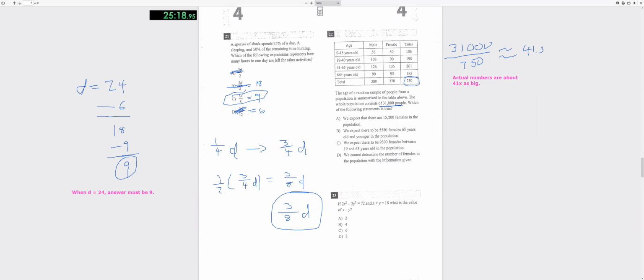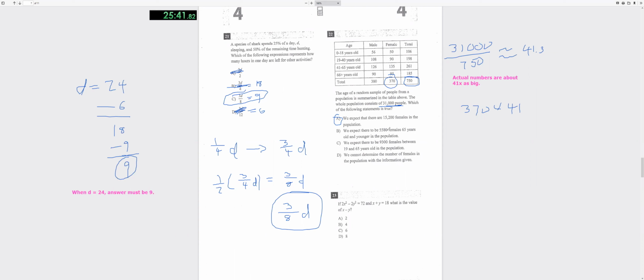All right, we expect there to be 15,200 females. Well, we know that there are 370 in the sample, so 370 times that 41.3, which I'm going to round and just write 41, is 15,173. That is pretty close. I think this is going to be our answer, but let's check the other ones.